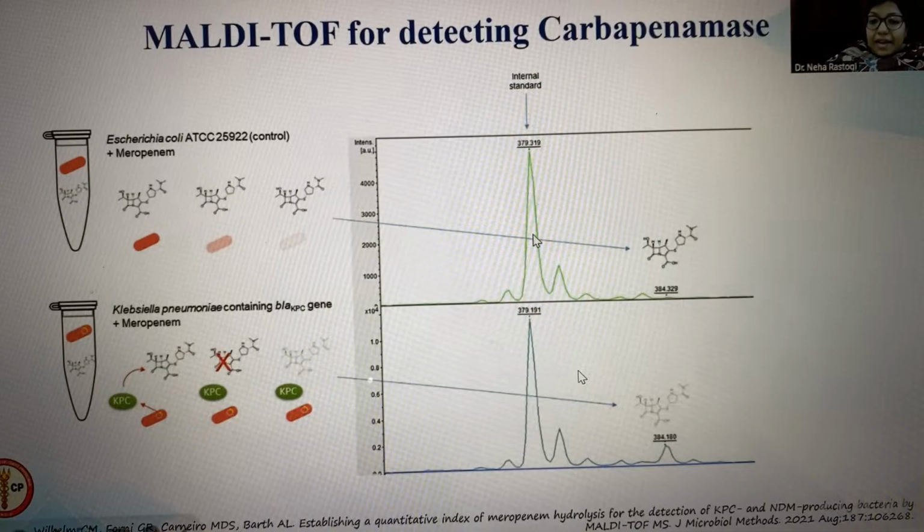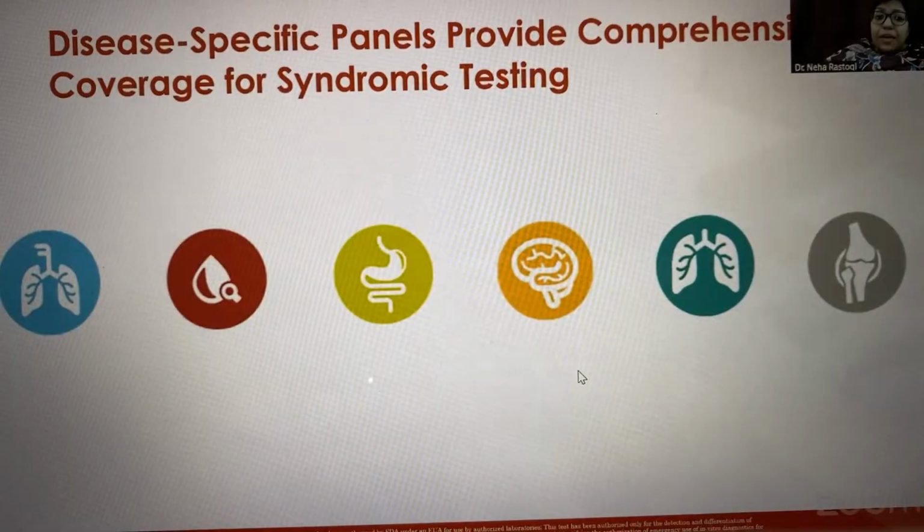Taking a standard one-line cutoff point, we can detect the percentage confirmation of the carbapenemases, which is a very faster way of diagnosing as compared to the original phenotypic AST methods. Now, this is a very well-known phenomenon.